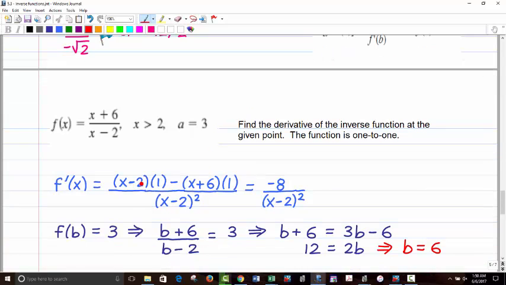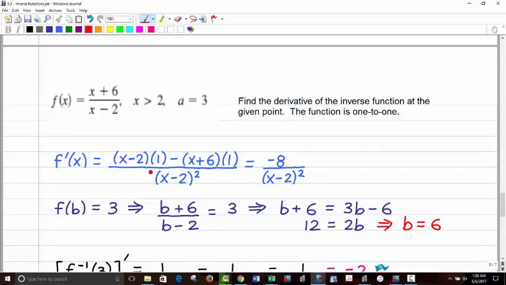All right, so I'll skip the quotient rule part here. I think we should have done enough of these by now where it shouldn't be too bad. Bottom times the derivative of the top minus top times the derivative of the bottom, over the bottom squared. That numerator cleans up real nice. Just makes it -8 on top.